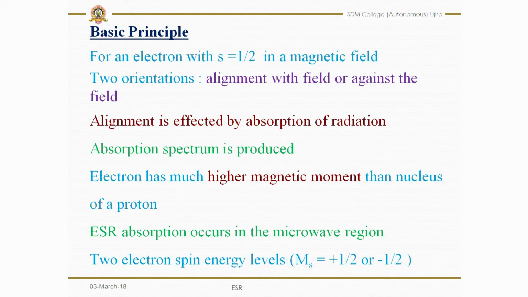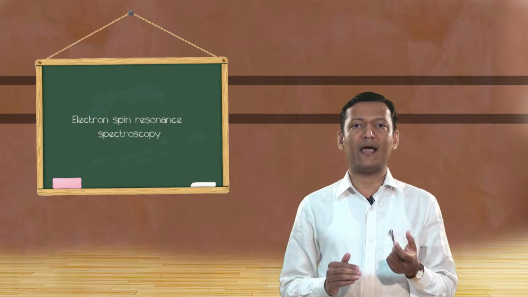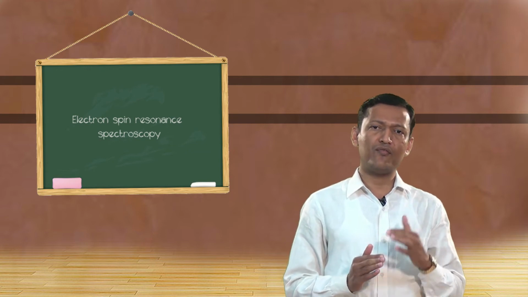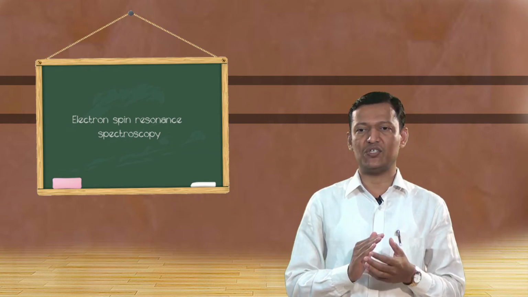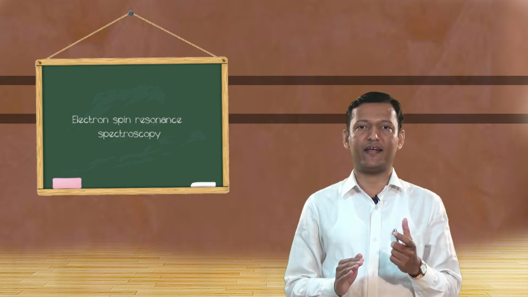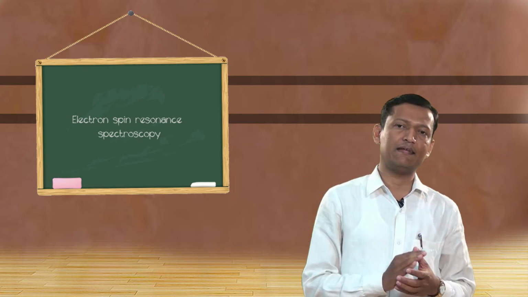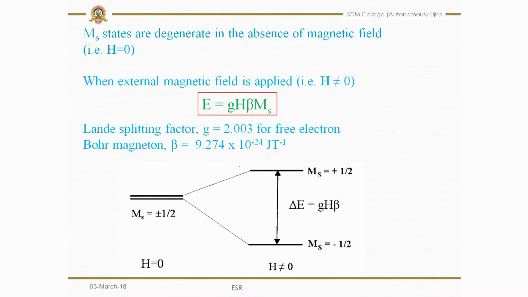Now when a free radical is placed in a magnetic field, its spin energy states split into two different states or two different energy levels. One state with the ms value plus half, another state with the ms value minus half. So in this way we find two spin energy states, but these two spin energy states are degenerate when there is no magnetic field. As soon as we place this free radical in a magnetic field, these two degenerate spin energy states become non-degenerate. Now when they become non-degenerate, their energy values are different.